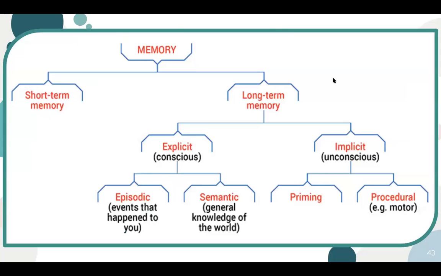Now here is a short flow sheet. Memory is divided into short-term and long-term. Long-term is further divided into explicit, which is conscious, and implicit, which is unconscious. Explicit is divided into episodic and semantic, whereas implicit is divided into priming and procedural.